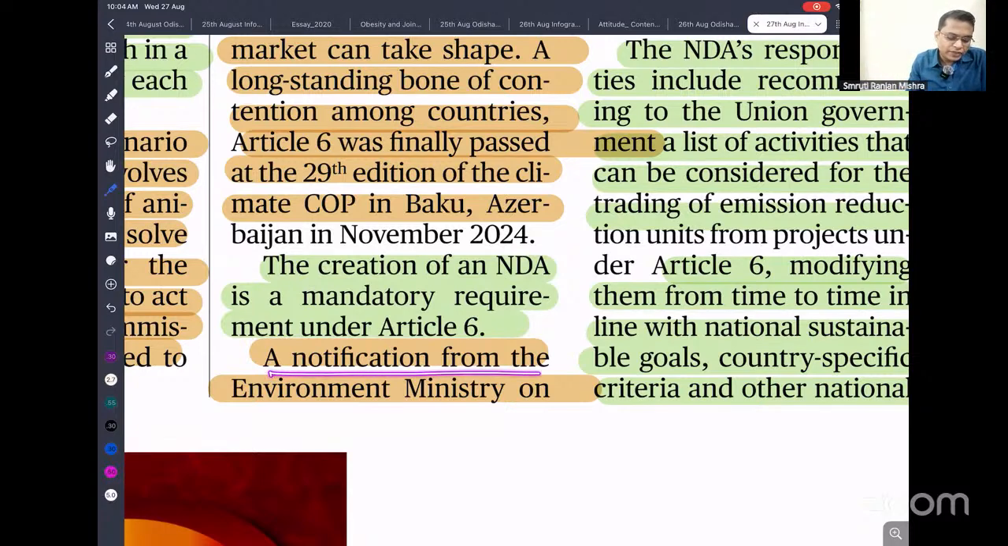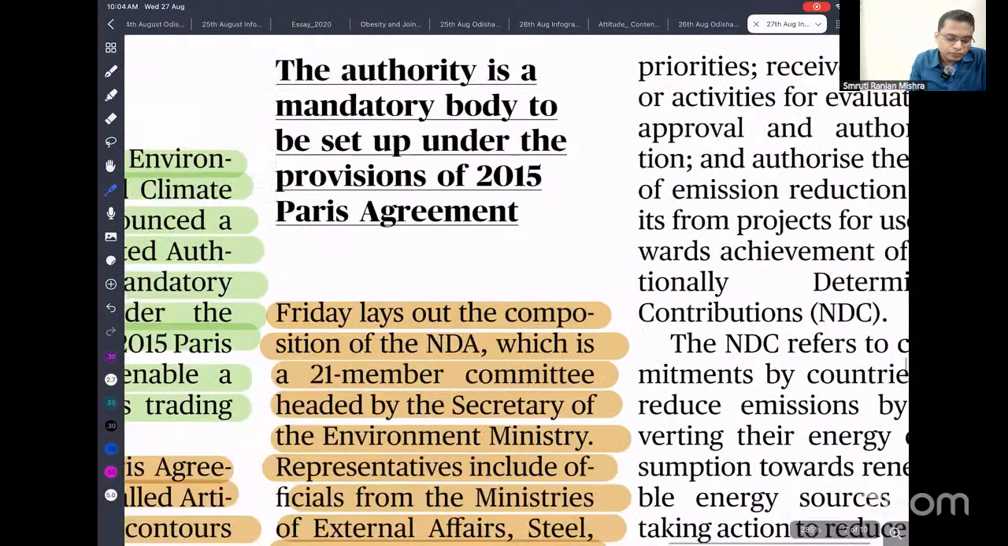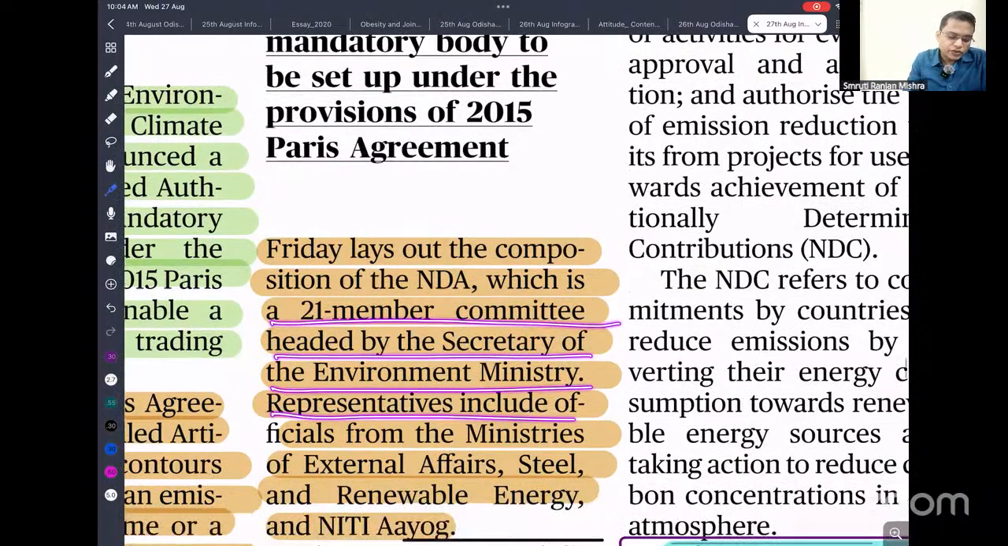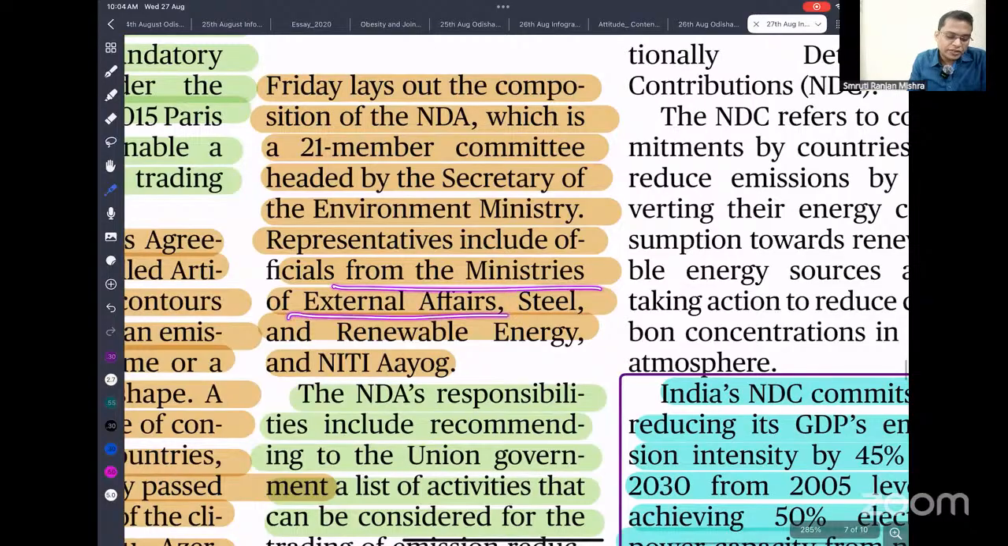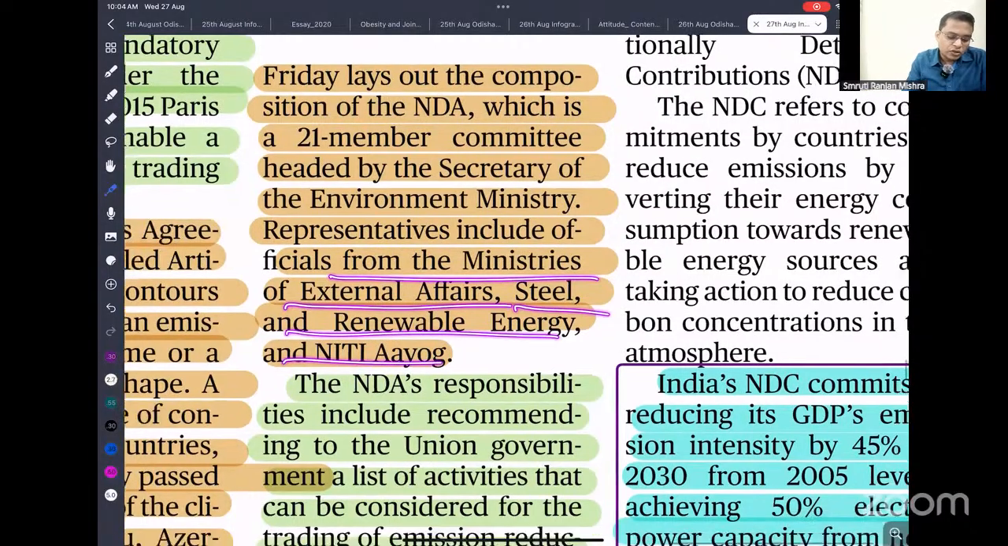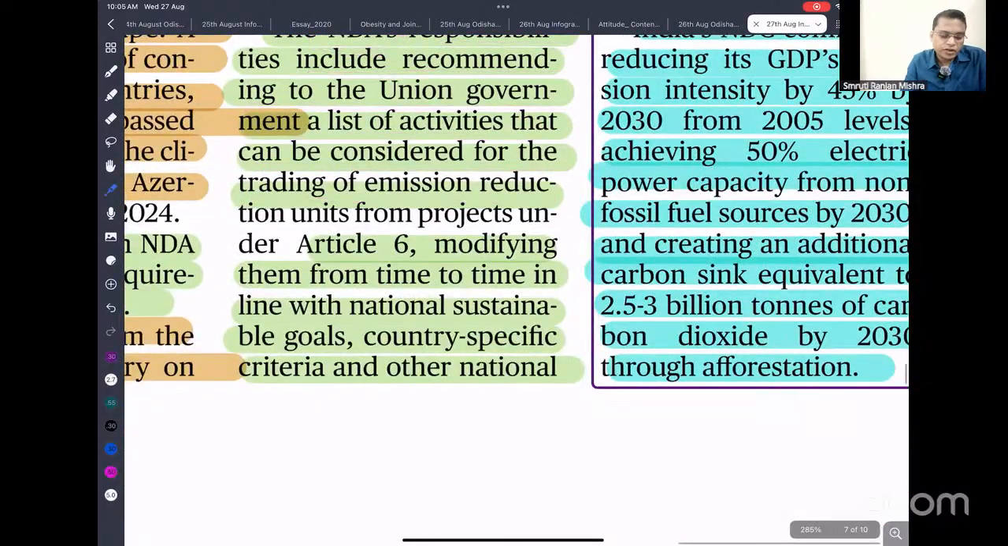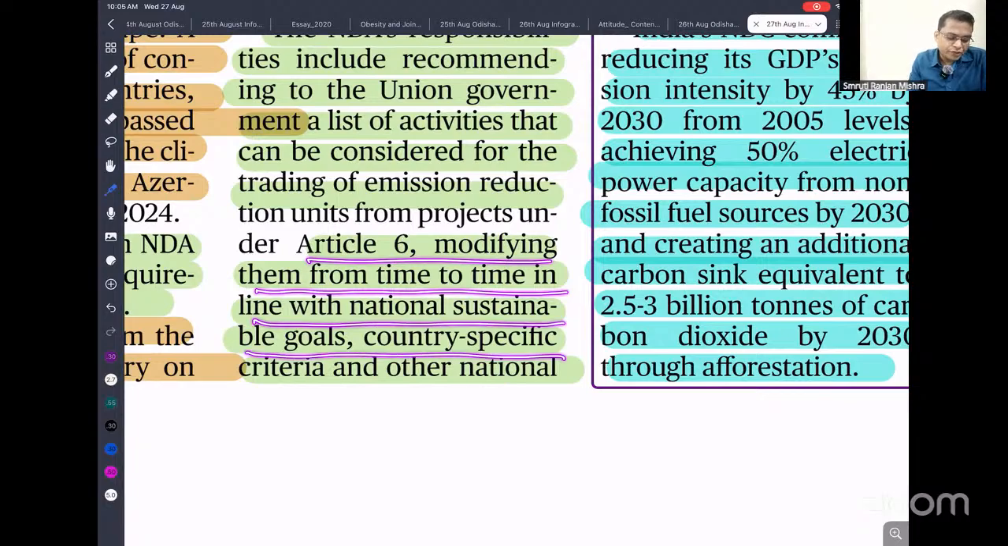A notification from the environment ministry on Friday laid out the composition of the National Designated Authority, a 21-member committee headed by the Secretary of the Environment Ministry. Okay, so representatives include those from the External Affairs Ministry, Steel, Renewable Energy. This NDA is responsible for inclusive recommendations to the Union government and a list of activities that can be considered for the emission reduction target. Article 6 is modified from time to time in line with national sustainable goals and country specific criteria of other nations.